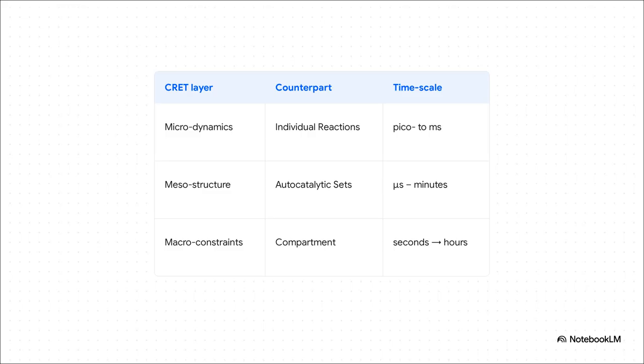Okay, the easiest way to think about this is to imagine building a factory that can build itself. Down at the bottom, on the fastest, tiniest scale, you've got the microdynamics. These are your raw materials, your nuts and bolts, just individual chemical reactions. Then in the middle, you have the mesostructure. These are the machines on the factory floor. And the cool part is, they're self-building machines called autocatalytic networks. And then at the very top, you've got the macro constraints. These are the factory walls, the building itself, a compartment that holds the whole operation together.